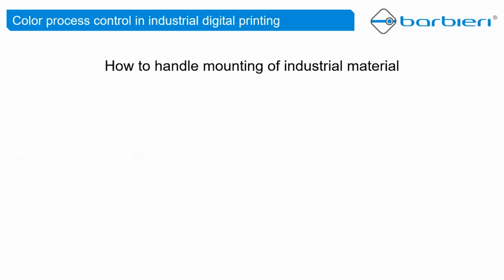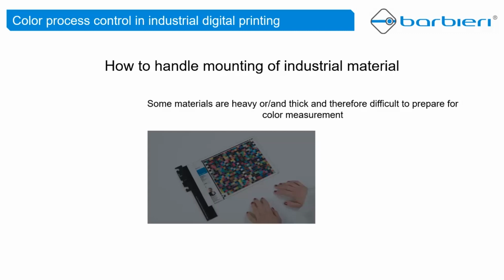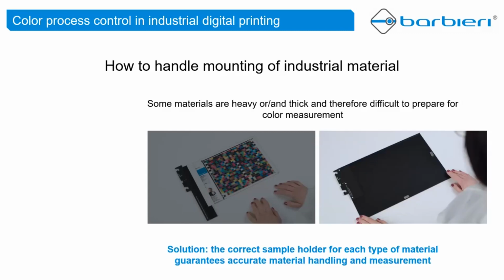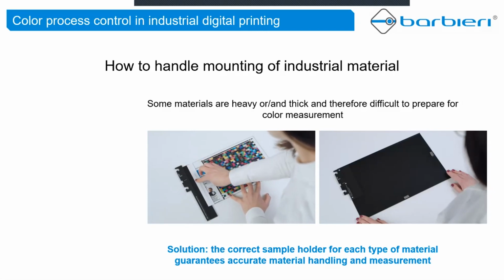So the next challenge I want to talk about is how to handle the mounting of industrial material. Some materials are heavy and thick and therefore very difficult to prepare for color measurement. So to solve this, we need different sample holders. You see here on the left side a sample holder for thick, transparent material.